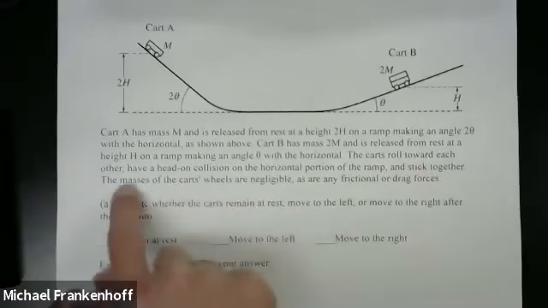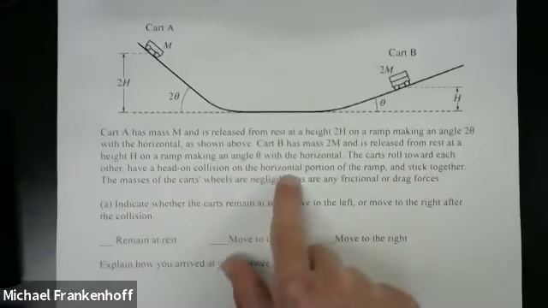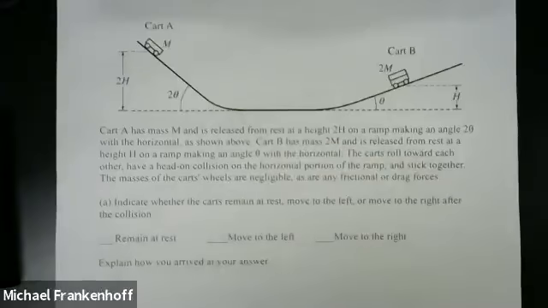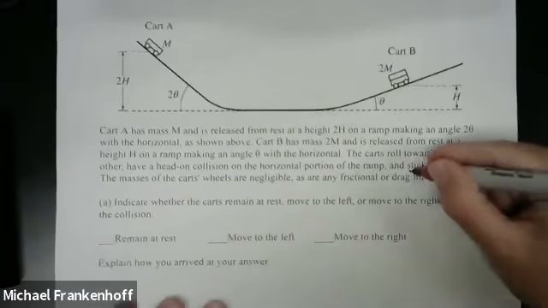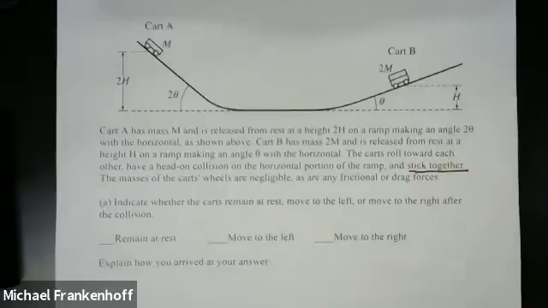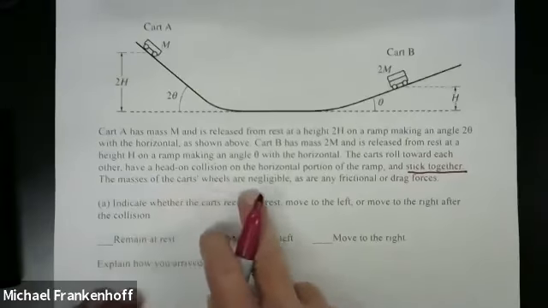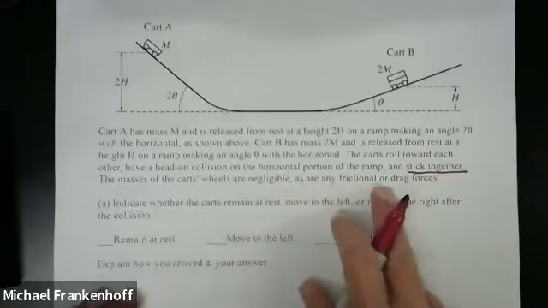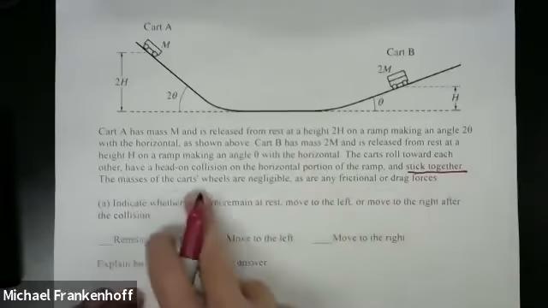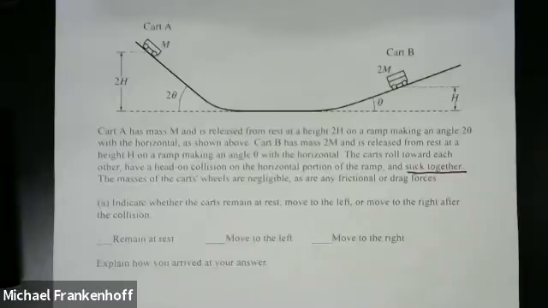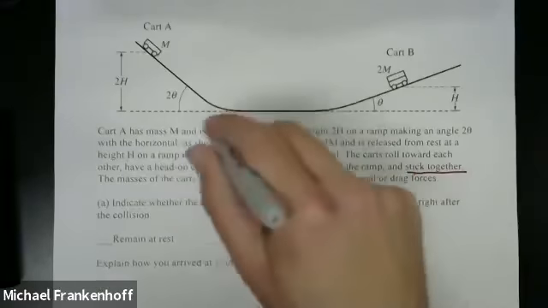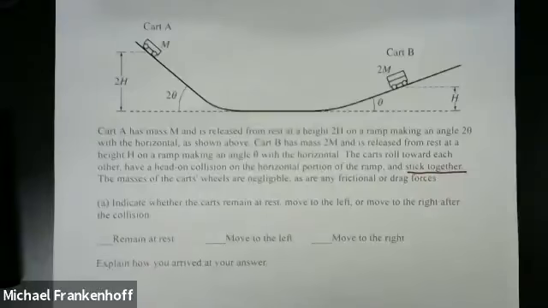The carts roll toward each other and have a head-on collision on the horizontal portion of the ramp and stick together. So it is a completely inelastic collision. The masses of the carts' wheels are negligible, as are friction or drag forces. You might wonder what the masses of the wheels are. We probably haven't gotten to this at the point of this video, but it turns out the masses of things rotating matters. So we don't have to worry about that.